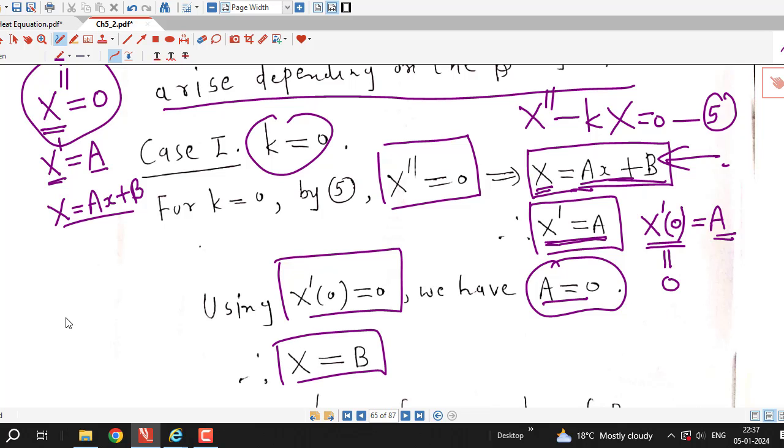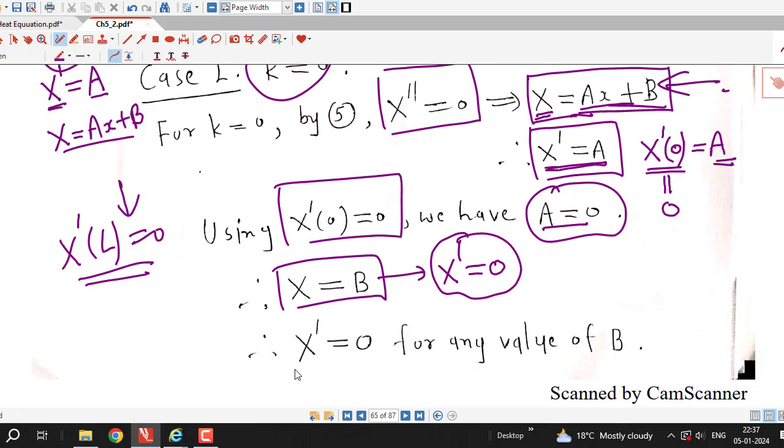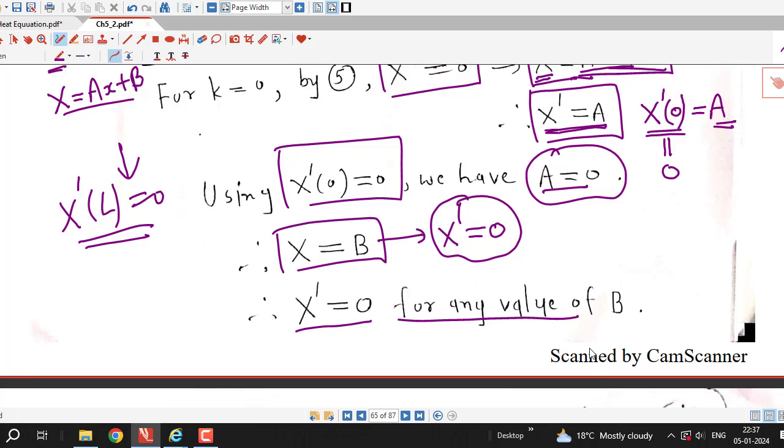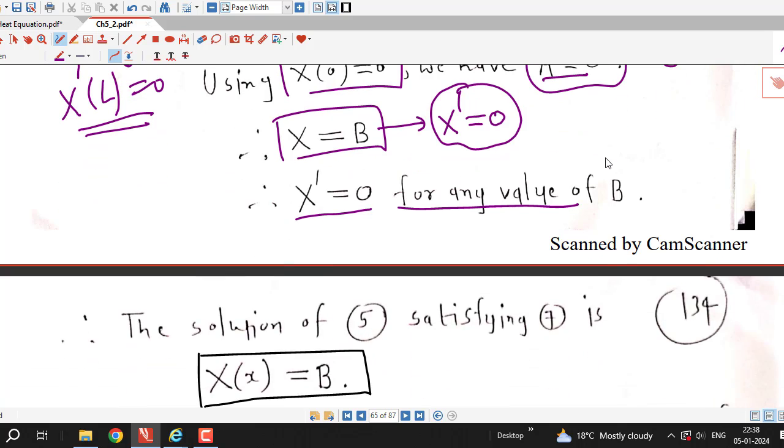Now second condition is x dash at L equal to 0. But we can see this is 0 at every point, every value of x. So this condition is satisfied for any constant b. So I have written here, x dash equal to 0 for any value of b. Therefore our solution is capital X equal to b. Here we put A equal to 0. So solution of 5 satisfying conditions given by 7, that is x dash 0 equal to 0 equal to x dash L, is capital X equal to b.